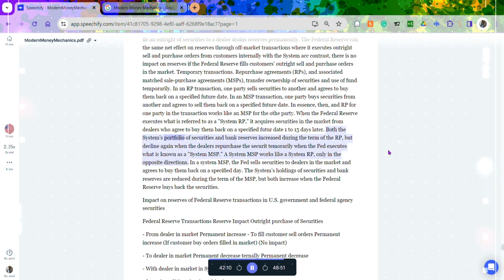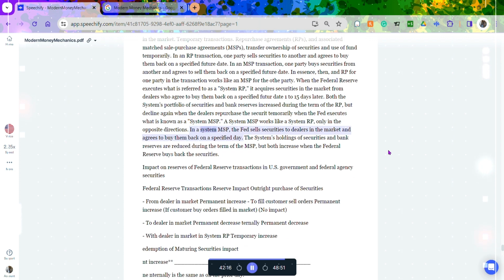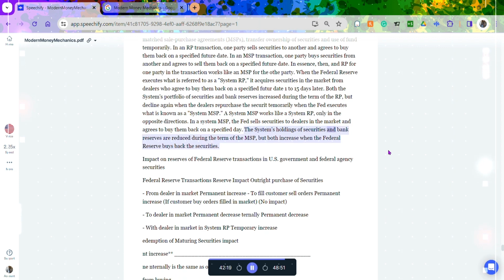Both the system's portfolio of securities and bank reserves increase during the term of the RP, but decline again when the dealers repurchase the securities. Temporarily, the Fed also executes what is known as a system MSP. A system MSP works like a system RP, only in the opposite direction. In a system MSP, the Fed sells securities to dealers in the market and agrees to buy them back on a specified day. The system's holdings of securities and bank reserves are reduced during the term of the MSP, but both increase when the Federal Reserve buys back the securities.